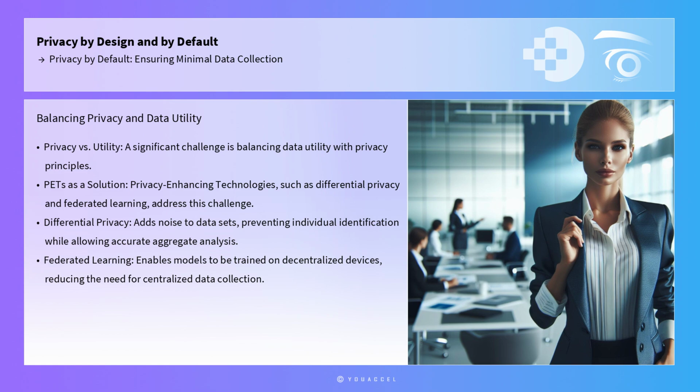Differential privacy, for instance, adds noise to datasets, ensuring that individual data points cannot be identified while still allowing for accurate aggregate analysis. Federated learning enables machine learning models to be trained across decentralized devices, allowing data to remain on local devices and reducing the need for centralized data collection.